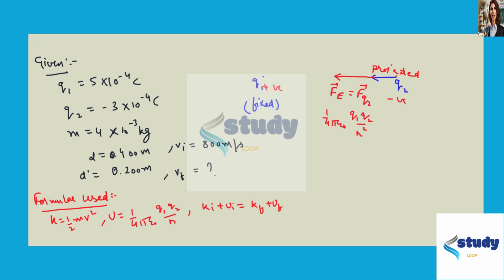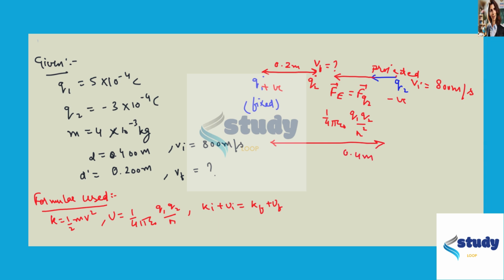So our question is, when the distance between Q1 and Q2 becomes 0.2 meter, what is the final velocity of this Q2 here? So the particle reaches around 0.2 meter. So let's say this is Q2 now, finally. So what is the VF now? Initially we had VI equal to 800 meter per second when the distance between them was 0.4 meter.